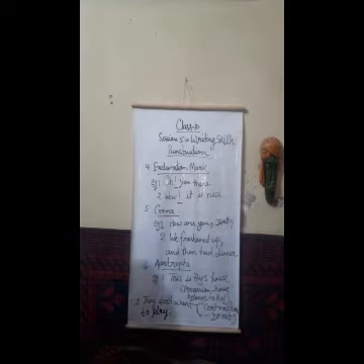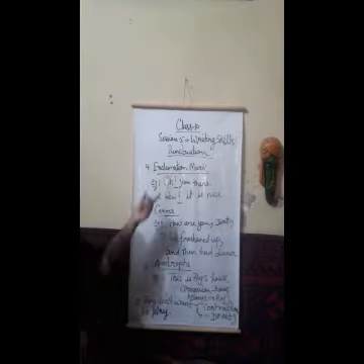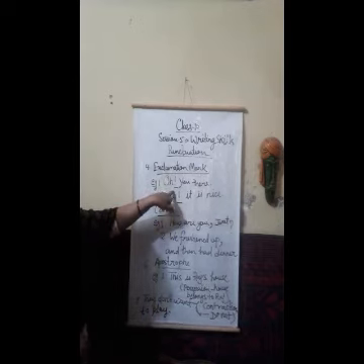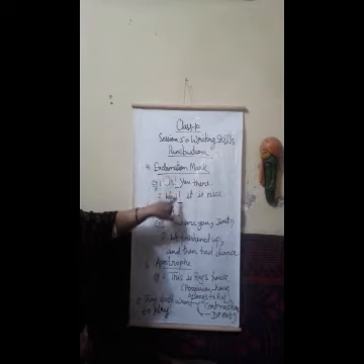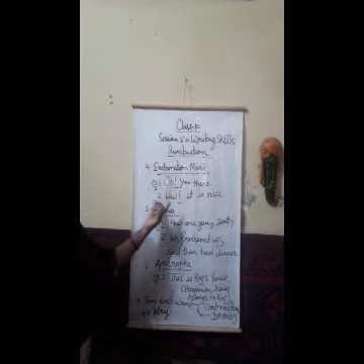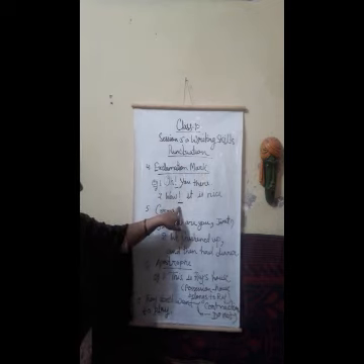The next punctuation is the exclamation mark. Example: Oh, you there! So you can see here the exclamation mark. Another example: Wow, it is nice! So here you can see the exclamation mark.